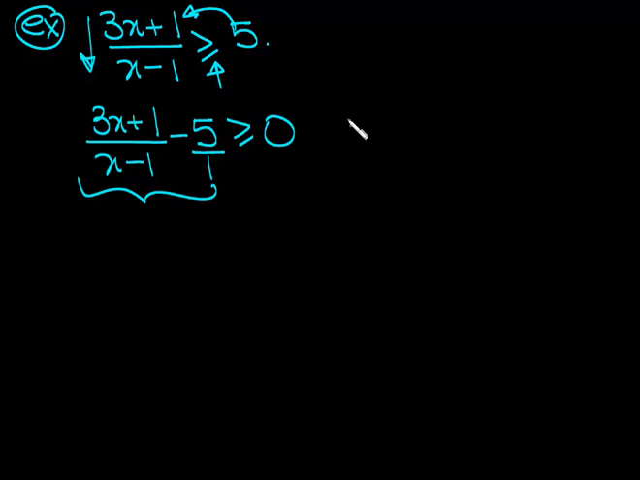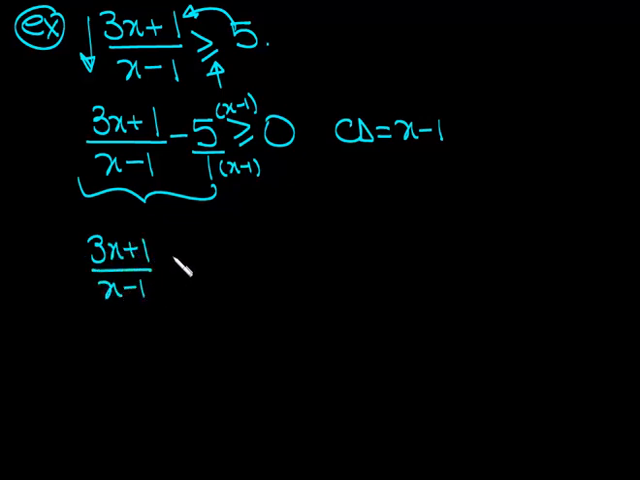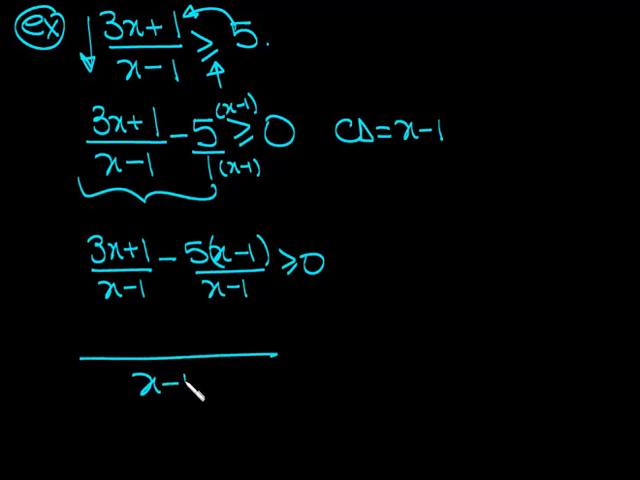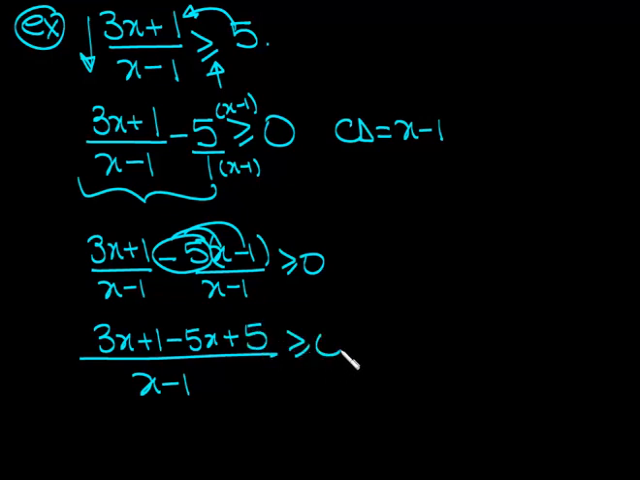So the common denominator here is x minus 1. So I'm going to multiply this by x minus 1 and this by x minus 1 to make them the same denominators. So we get (3x plus 1) over (x minus 1) minus 5 times (x minus 1) over (x minus 1). I'm just writing that step out for you. Now since the two denominators are the same, we can write them as one, and we can distribute the negative 5. Remember, you're distributing the negative 5. Minus 5x plus 5 is greater than or equal to 0.